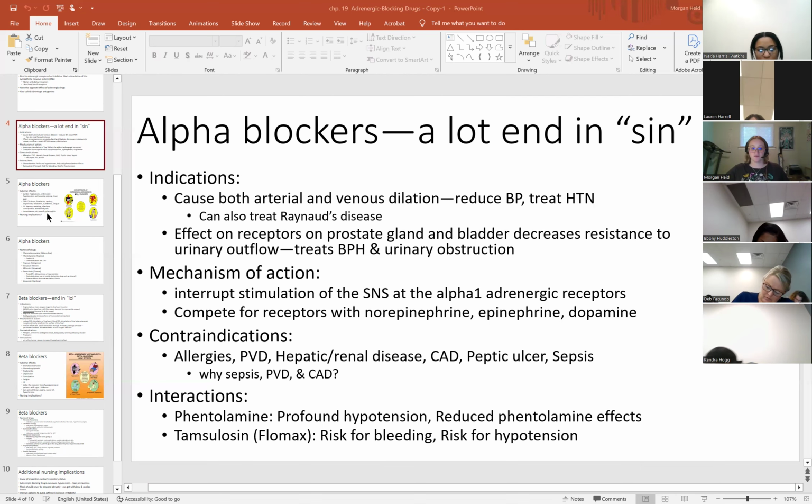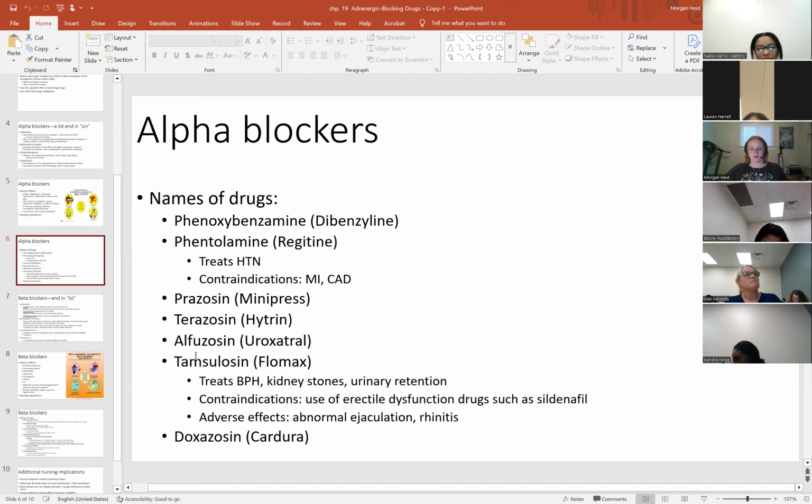So I'm going to show you a list. I'm going to come back to this slide, but if I show you a list of your alpha blockers right here, let's say if I were to take Flomax with Cardura, I would have a higher risk of the patient having hypotension and bleeding with that interaction. Make sense?